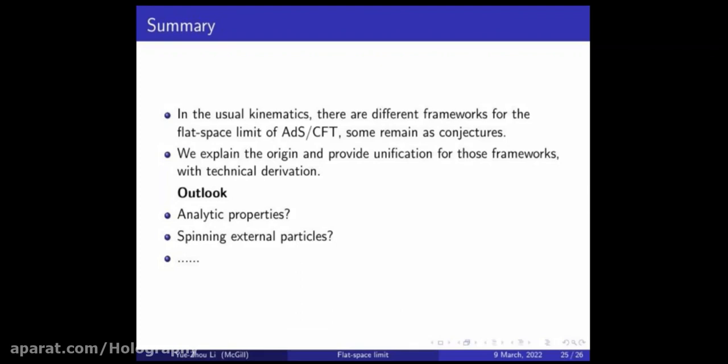There are still some outlooks. We have analytic properties of CFT correlators, like Regge behavior, shadow representation, double discontinuity, and so on. We also have analytic properties of the flat space limit, like the Froissart-Gribov formula and cutting rules and so on, and the question is how to relate them in the flat space limit. There are some works going on and some works already posted, but I'm sure there are many things to be understood. In this work we focused on the scalar case. How about spinning external particles? It's also pretty interesting to understand.